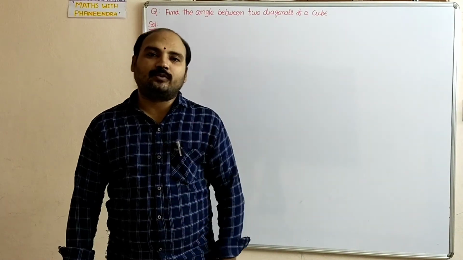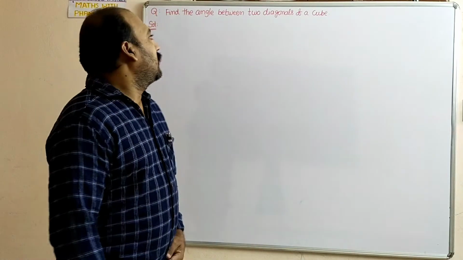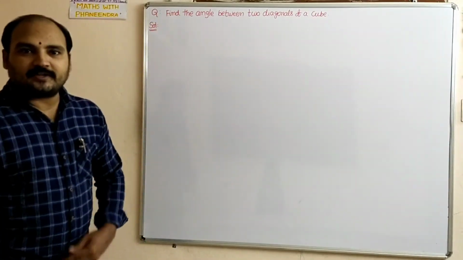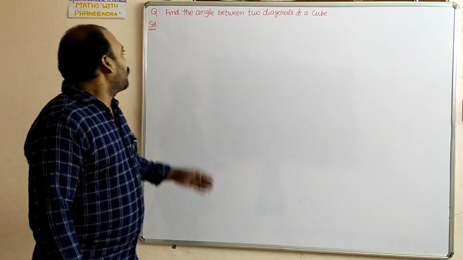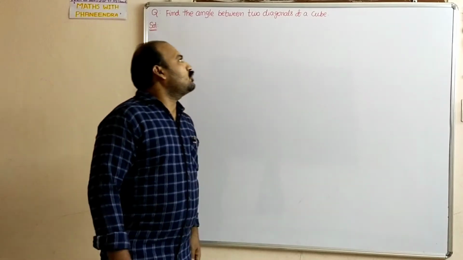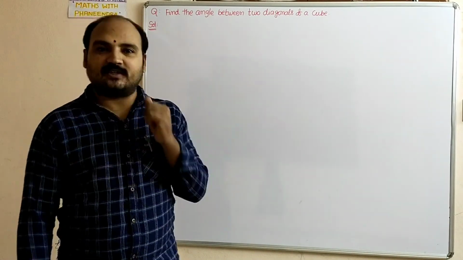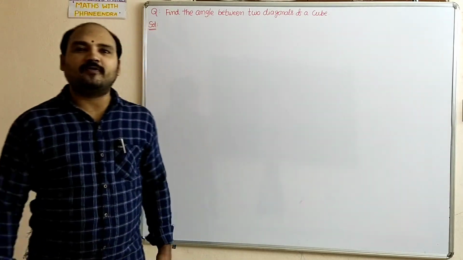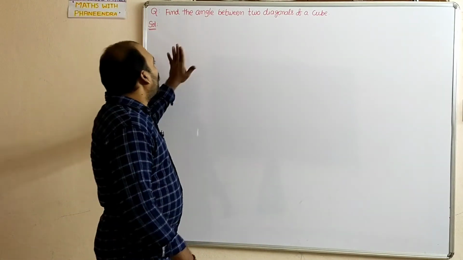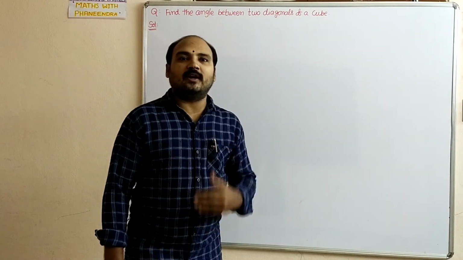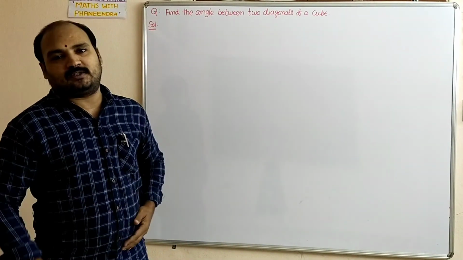In this video, we are going to discuss direction cosines and direction ratios problem. Find the angle between two diagonals of a cube. This we are going to discuss, which is very important for 7 marks. Find the angle between two diagonals of a cube, any two diagonals.